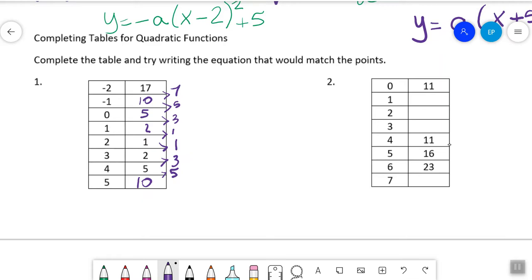On this one over here for number 2, this is a step of 5. This is a step of 7. So this next step is going to be 9. 23 plus 9 is 32. Going backwards, 3, 1, 1. So 11 minus 3 is 8. 8 minus 1 is 7. 7 plus 1 is 8.